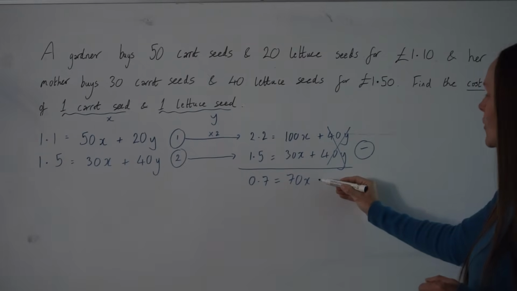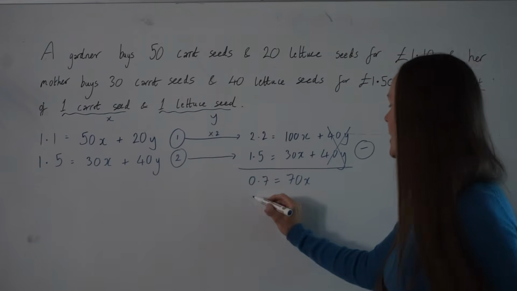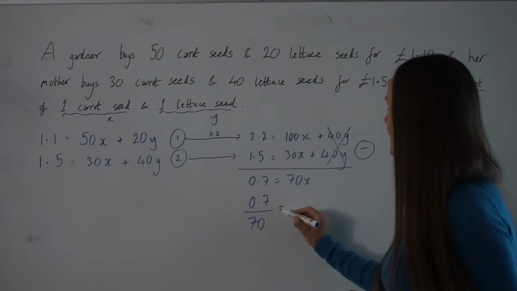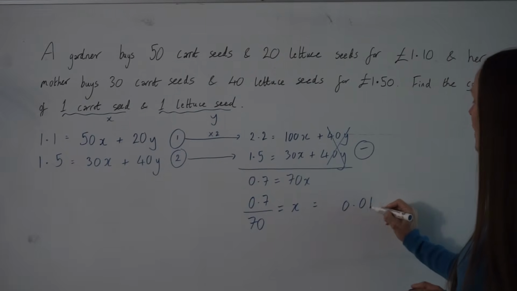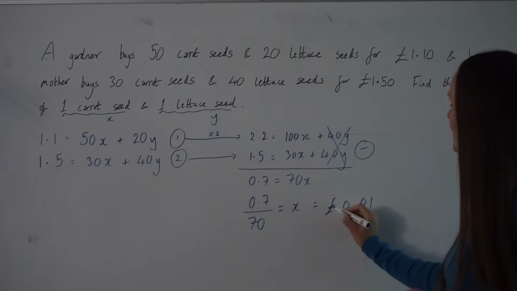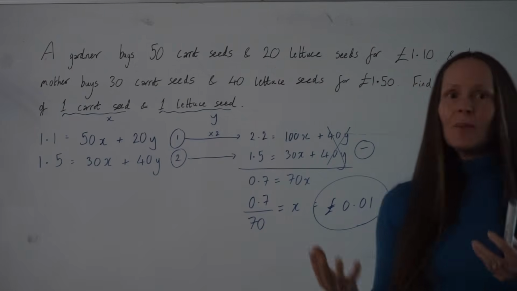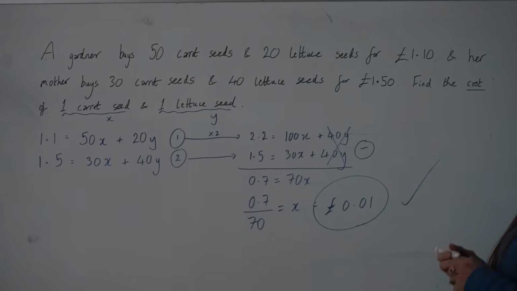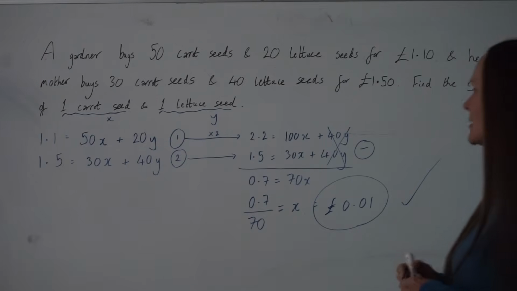So now we're solving this equation to find x. So to do that, I have to divide both sides by 70. So x is found by dividing 0.7 by 70. And if we do that, we get 0.01. And remember, the money is in pounds. Okay, don't forget to write the units. If you did change here the money into pence at the beginning, make sure you write the units here to get full marks, okay? So now all we have to do is work out the y value, which is the cost of a lettuce seed.